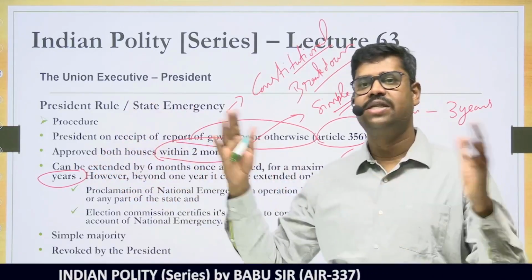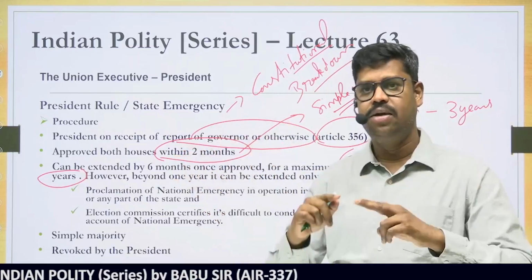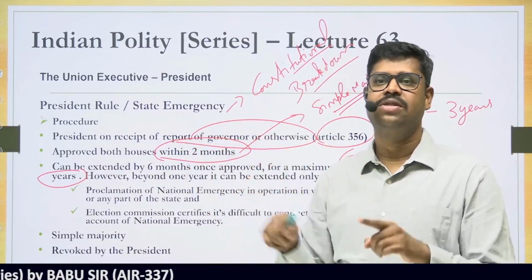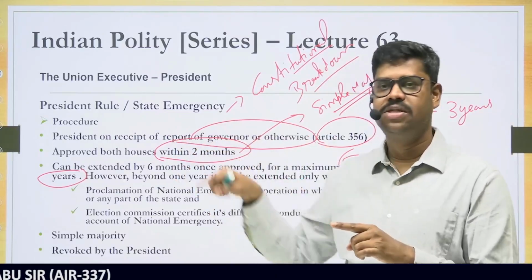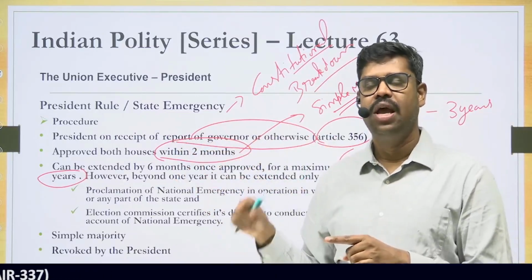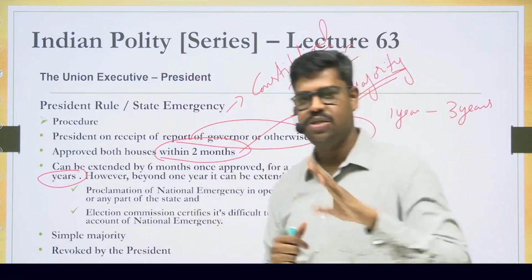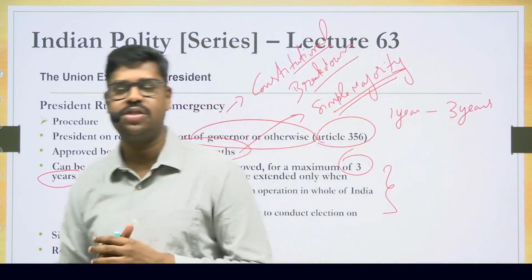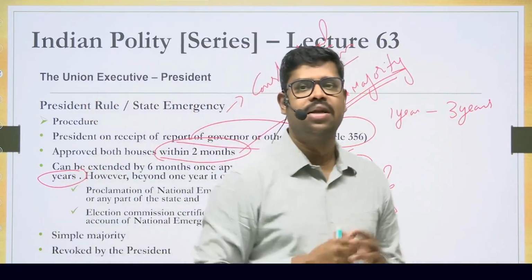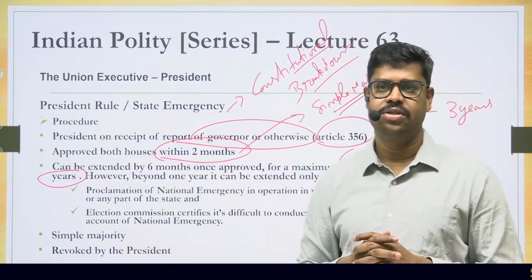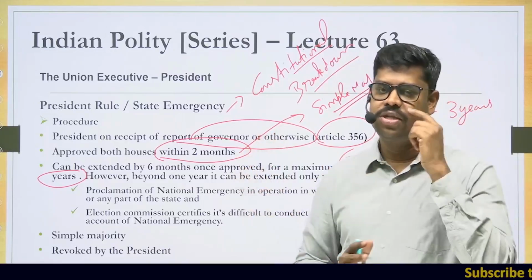In this way, maximum they can extend up to 3 years, provided beyond 1 year up to 3 years, that there is also a national emergency throughout India or national emergency which is covering this particular state. And also the Election Commission of India certifying that it is difficult to carry out elections presently. So these are the two conditions that have to be satisfied. And then at any point of time, the president can revoke the state emergency. So this is the procedure that you have to keep in your mind.